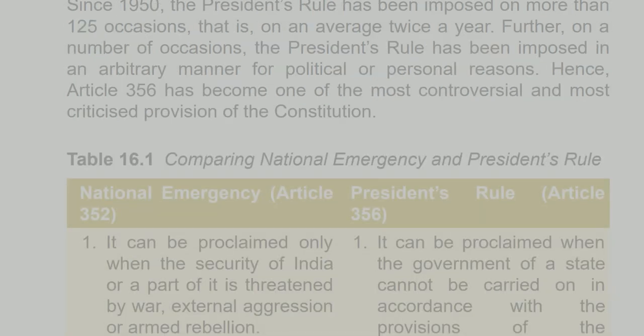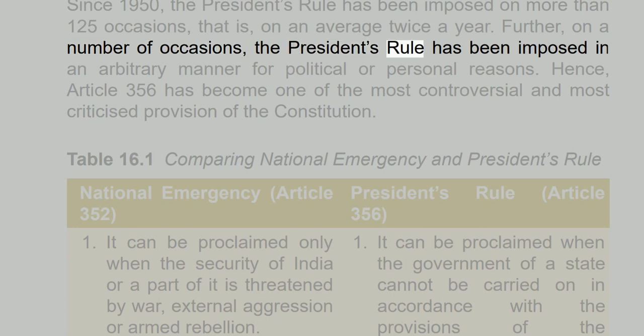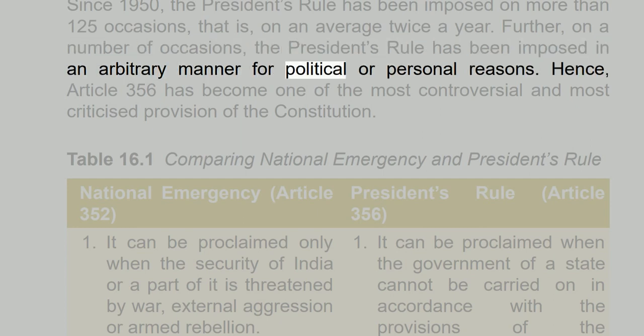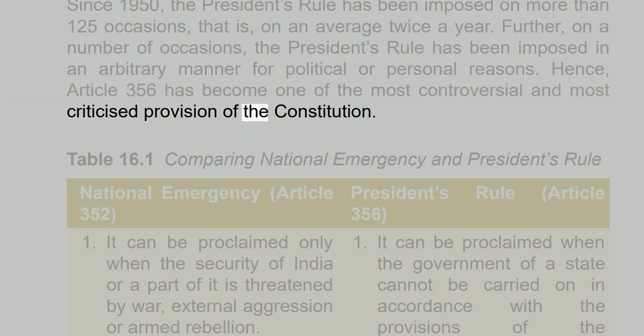Use of Article 356. Since 1950, the President's rule has been imposed on more than 125 occasions, that is, on an average twice a year. Further, on a number of occasions, the President's rule has been imposed in an arbitrary manner for political or personal reasons. Hence, Article 356 has become one of the most controversial and most criticized provisions of the Constitution.